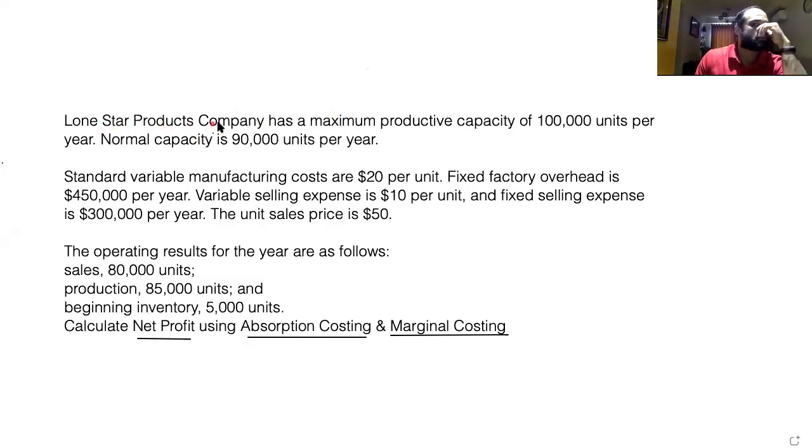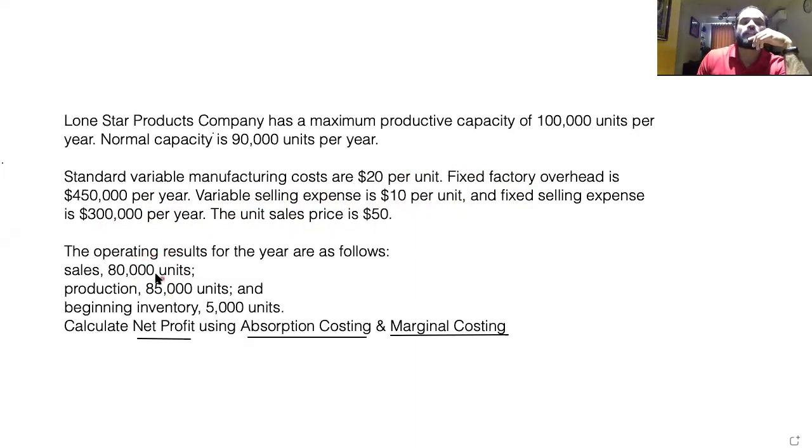So Lone Star Product Company has a maximum productive capacity of 100,000 units per year. Normal capacity is 90,000 units per year. Standard variable manufacturing cost is 20. Fixed factory overhead is 450. Variable selling expense is 10 pounds per unit. Fixed selling expense is 300,000 per year. And unit selling price is $50.